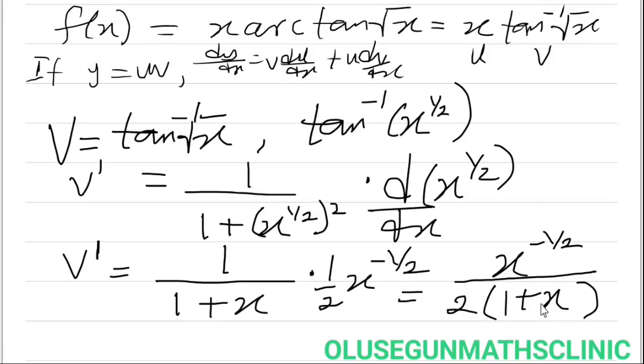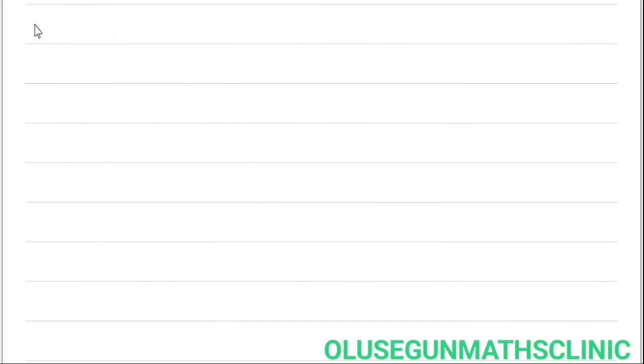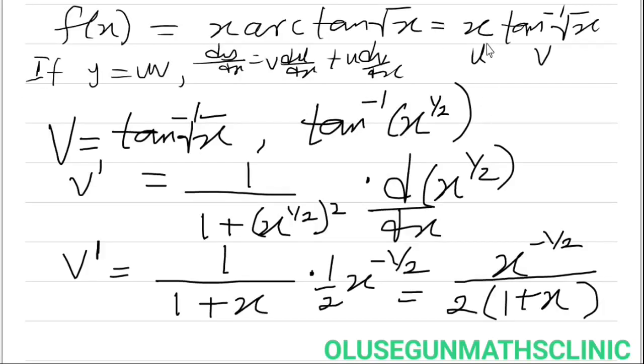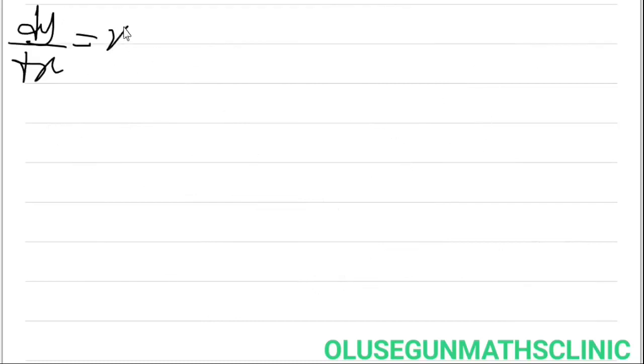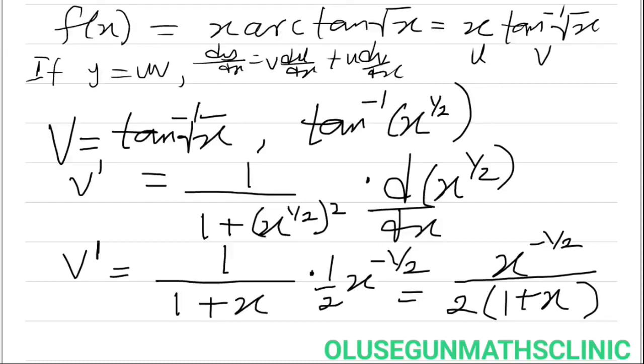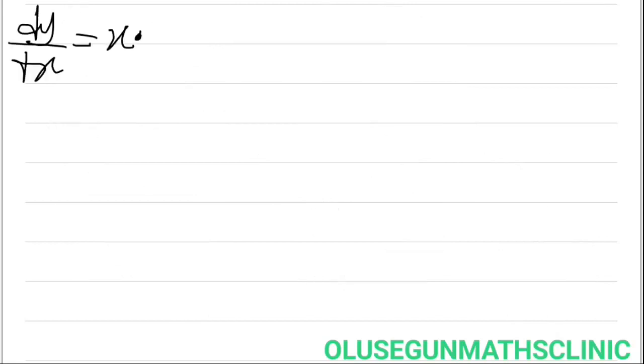So let's now apply our quotient rule in differentiating this. You now have dy dx is equal to, you select x dot the derivative of arctan root x, which gives us this. So I don't need to waste much of your time. It gives us x to the power minus 1 over 2, over 2 onto 1 plus x. That is what I just want to put in place.